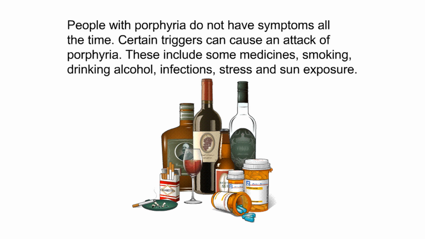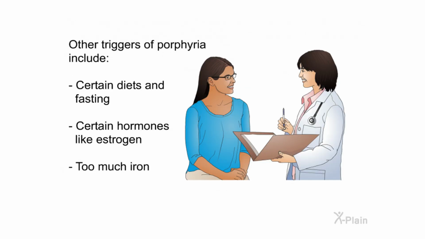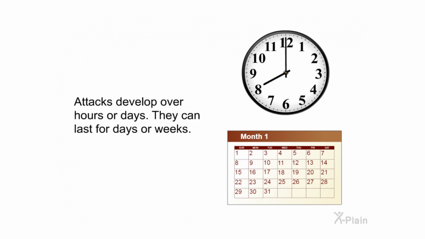People with porphyria do not have symptoms all the time. Certain triggers can cause an attack of porphyria. These include some medicines, smoking, drinking alcohol, infections, stress, and sun exposure. Other triggers of porphyria include certain diets and fasting, certain hormones like estrogen, too much iron. Attacks develop over hours or days. They can last for days or weeks.